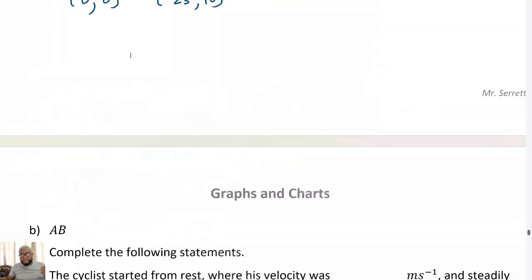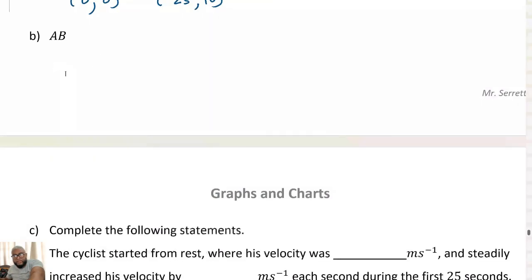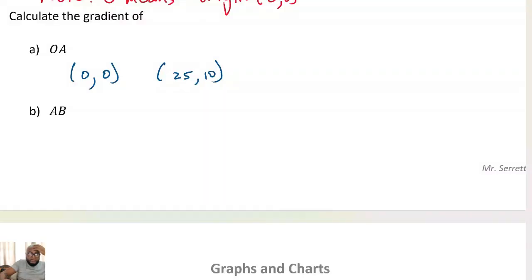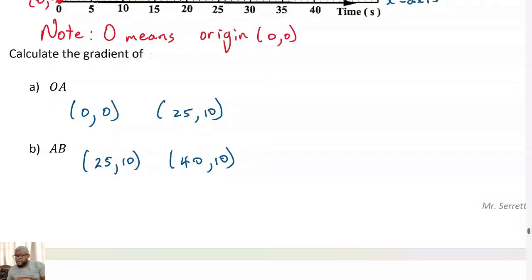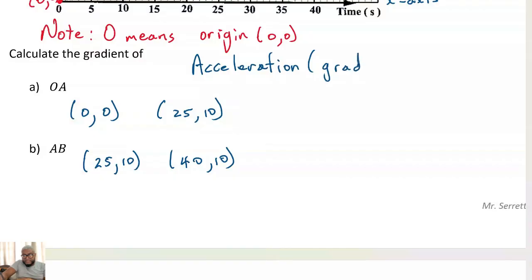Right? 40 and 10. So for this here, it would be 25, 10 and 40, 10. Right, let's find my gradients here, AKA the acceleration, for those who have short memory. Your acceleration, which is your gradient, is equal to y2 minus y1 over x2 minus x1.